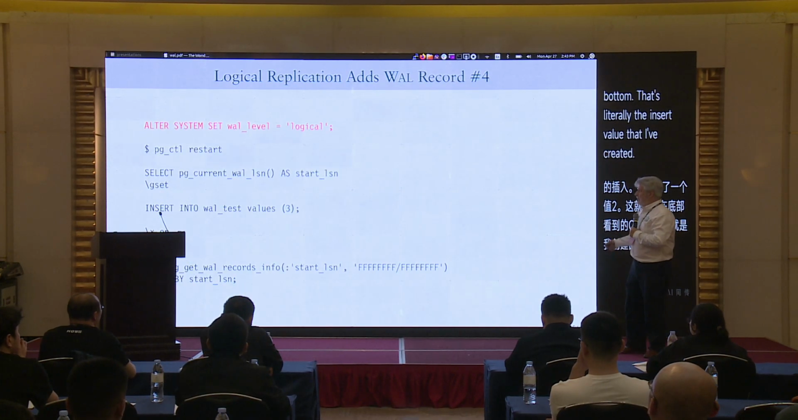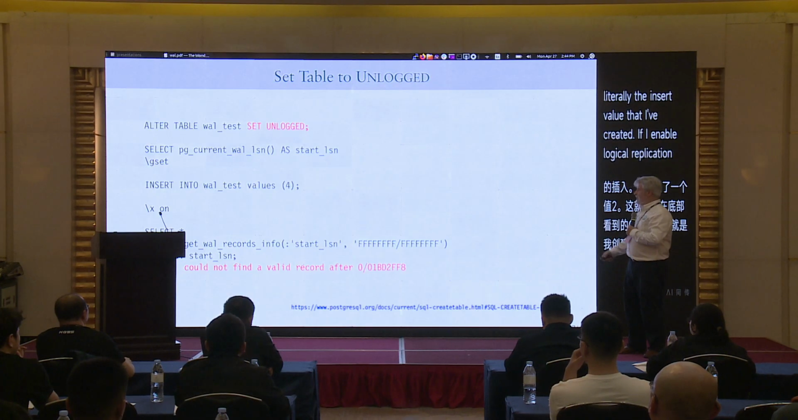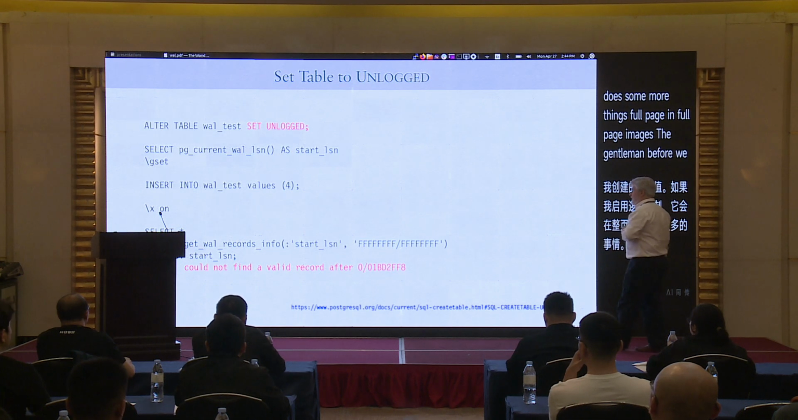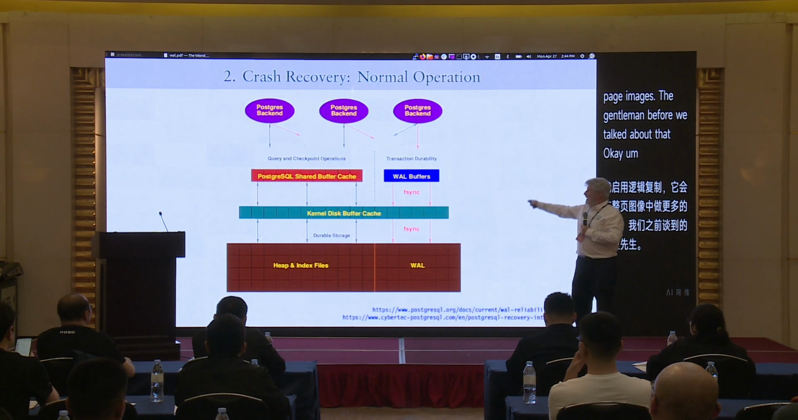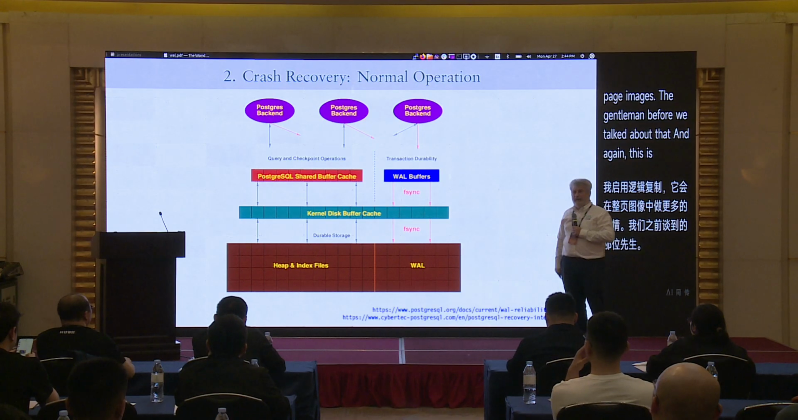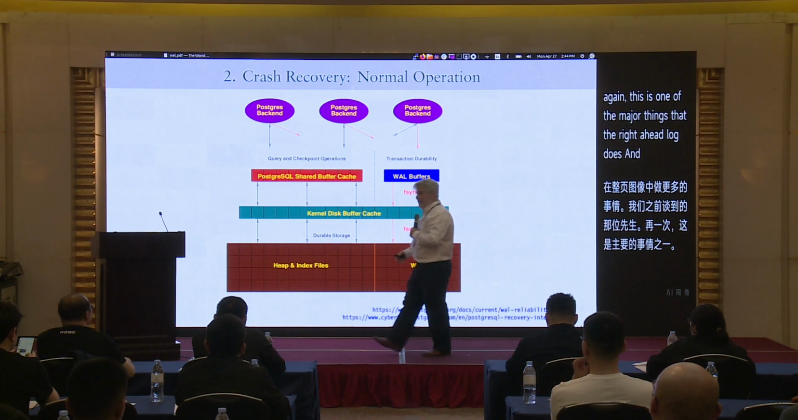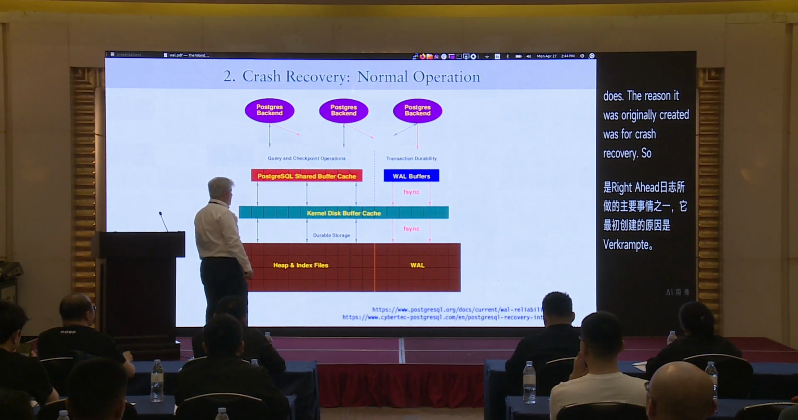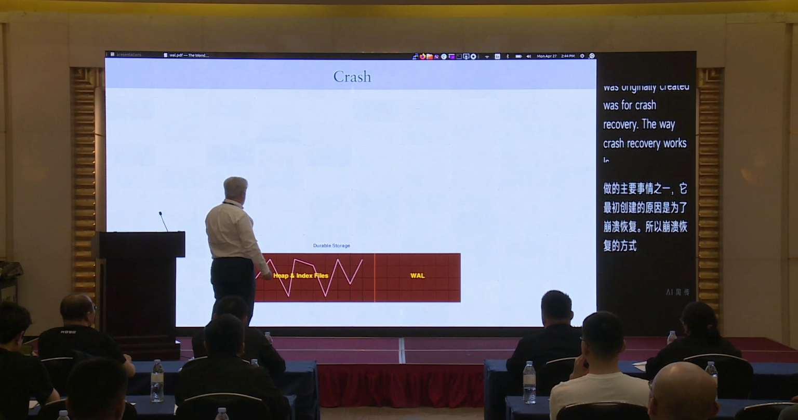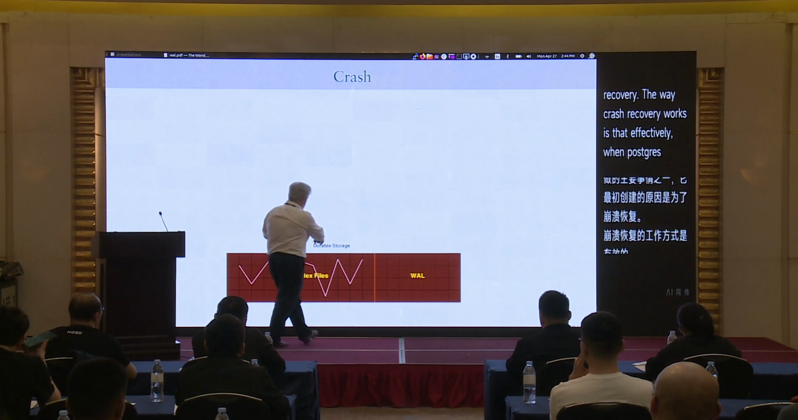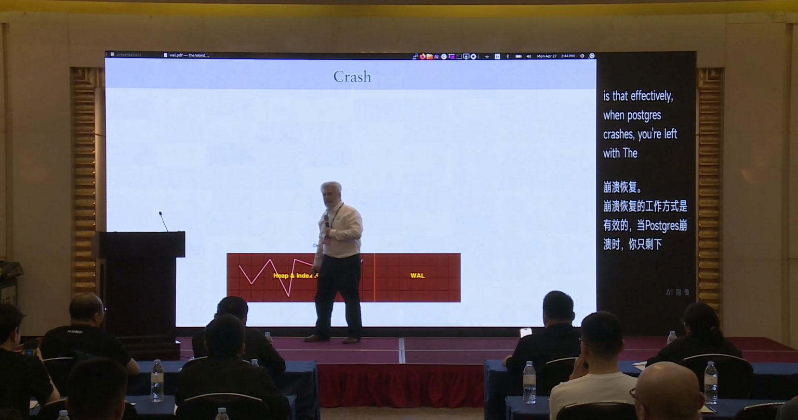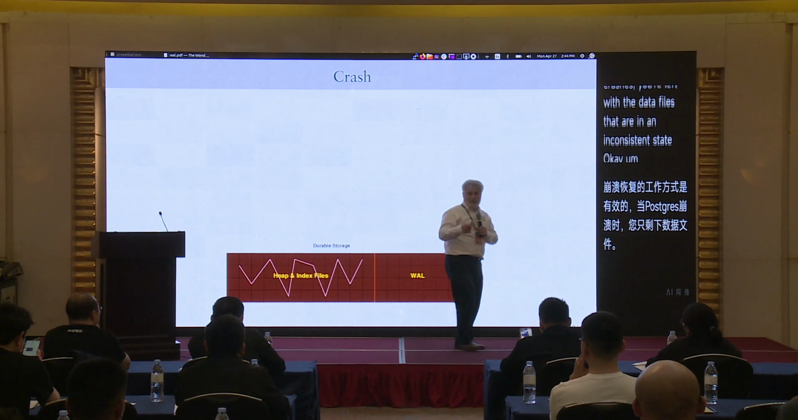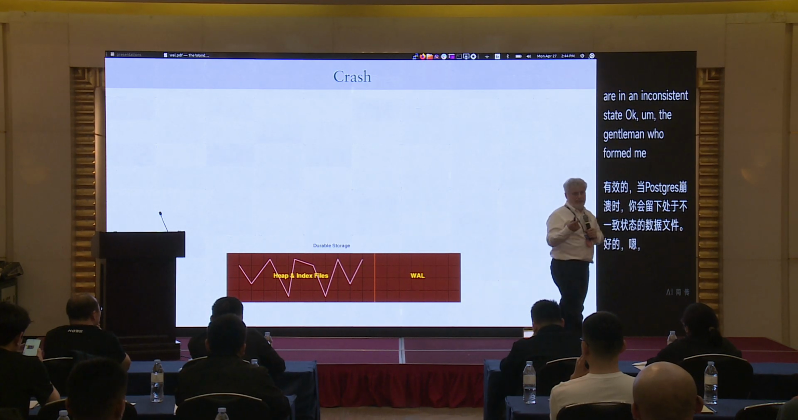Okay. If I enable logical replication, it does some more things, full page images. The gentleman before me talked about that. Okay. And again, this is one of the major things that the write-ahead log does. And the reason it was originally created was for crash recovery. Okay? So the way crash recovery works is that effectively when Postgres crashes, you're left with the data files that are in an inconsistent state. Okay? The gentleman before me talked about how crashes recover from the write-ahead log.